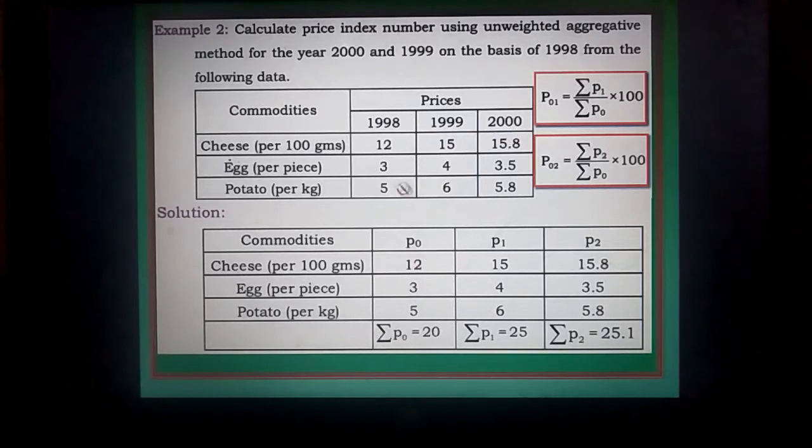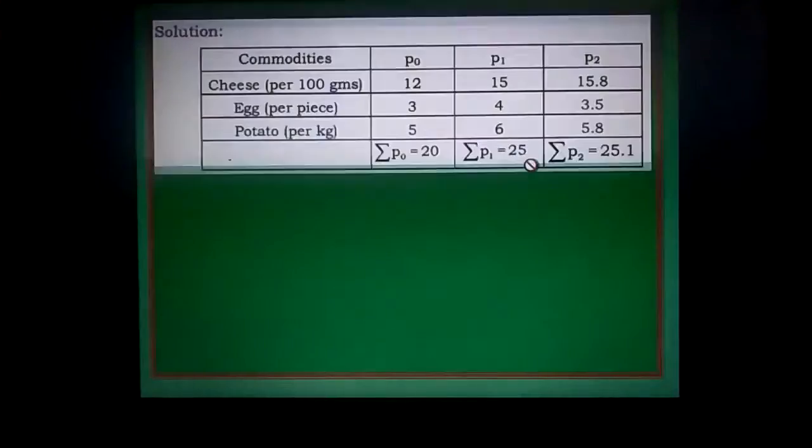So P0 values have been taken: 12, 3 and 5. Sorry, P0 values here are 12, 3 and 5. And P1 values have been taken here and these are P2. We require sum of P0, sum of P1 and sum of P2. All those have been calculated and kept here. After substituting in these formulas, we will be getting the final answers.